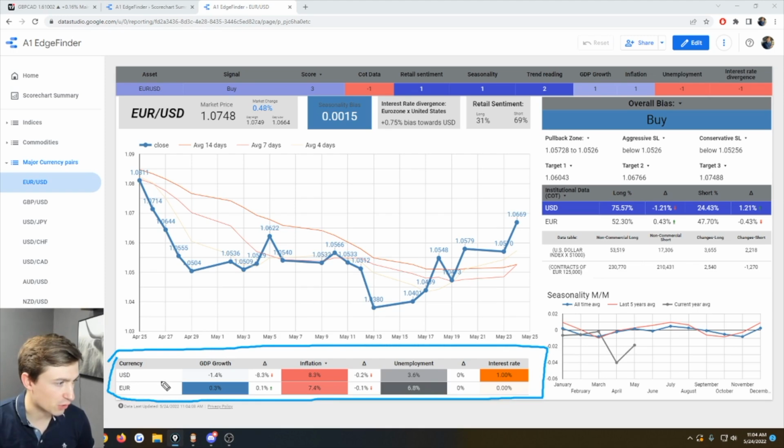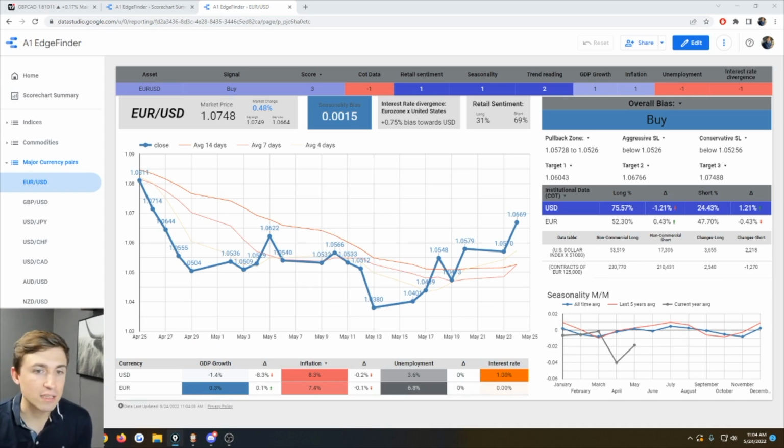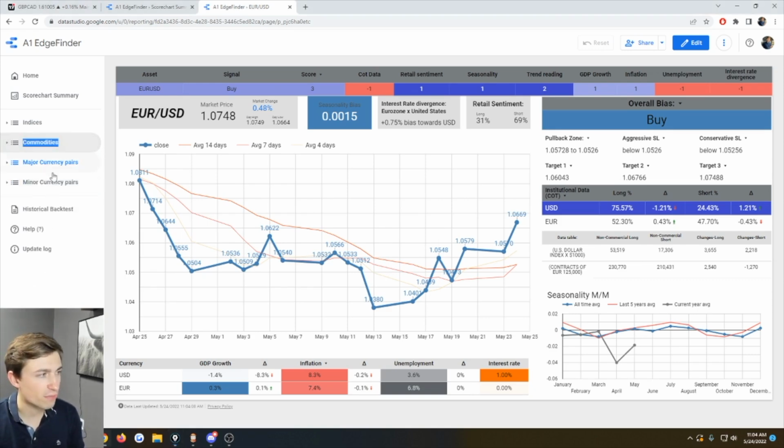So when we look at, for example, the euro and we look at the dollar and we compare things like GDP, inflation, unemployment change, and interest rates, we can look at all those facts and we can get a slight bias as to whether or not we think something is bullish or bearish, et cetera. That's kind of the point when we're looking at currency pairs. They have their own calculation. And we have more charts coming, but overall we have commodities, we have major and minor pairs, indices, all sorts of cool stuff. And then that historical backtest gives you a chance to go see how the rating of the EdgeFinder actually stood up against historical price action.